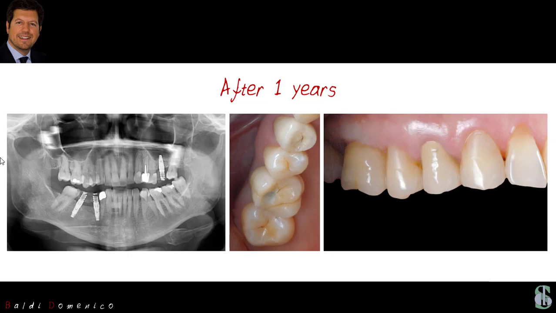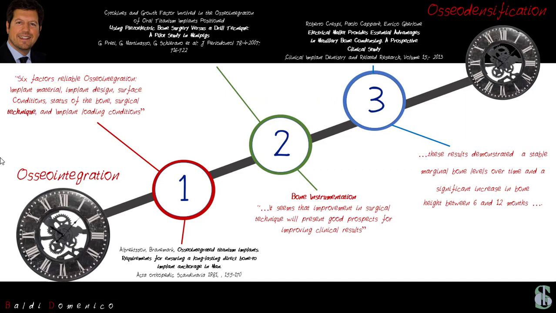So we have the healing of the hard and soft tissue, and we can finish our work. And after 1 year, we can appreciate the final result of our surgery. Look, in this case, we can immediately understand how great the connection is between osseointegration and osseodensification. In fact, in the 80s, everyone thought that the implant material, implant design, surface, condition, status of the bone, surgical technique, and implant loading condition were very important.